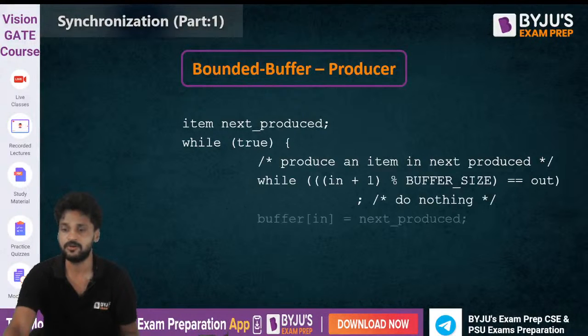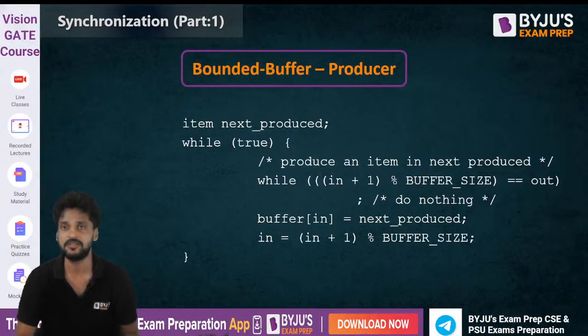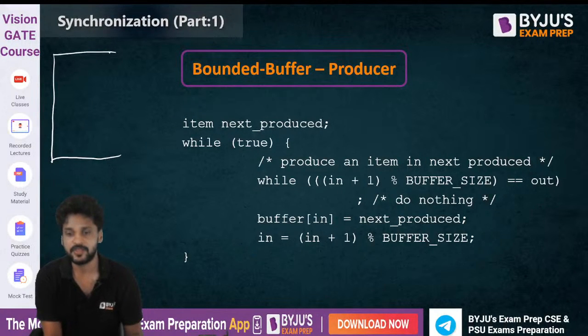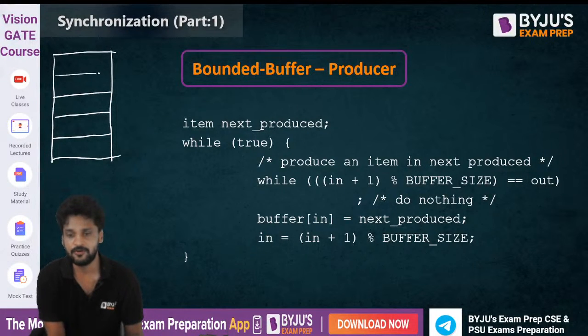Now, the code for the producer. I'm going to show you the code for the producer. Here, let me draw the buffer. This is the buffer with 5 elements: 1, 2, 3, 4, 5.